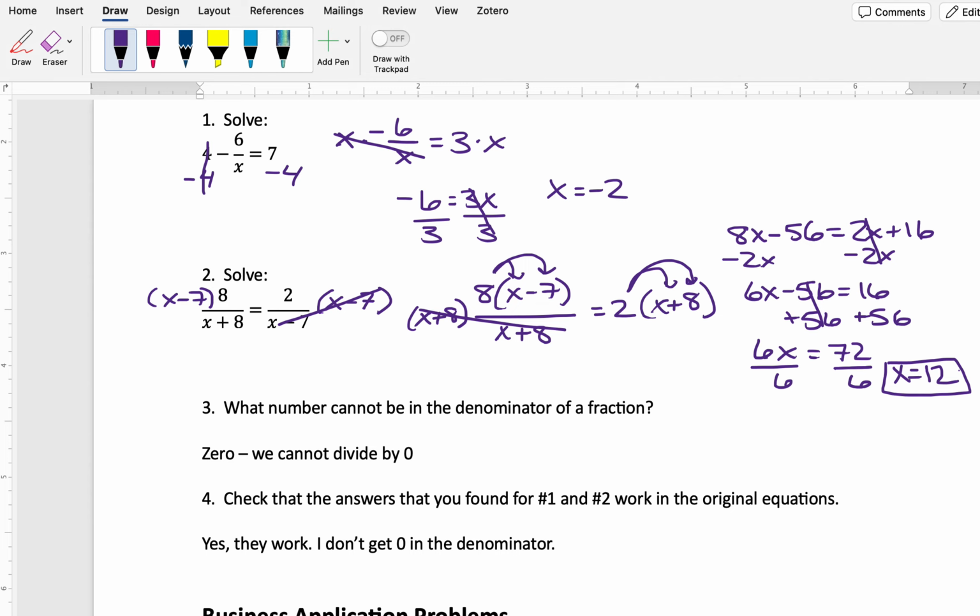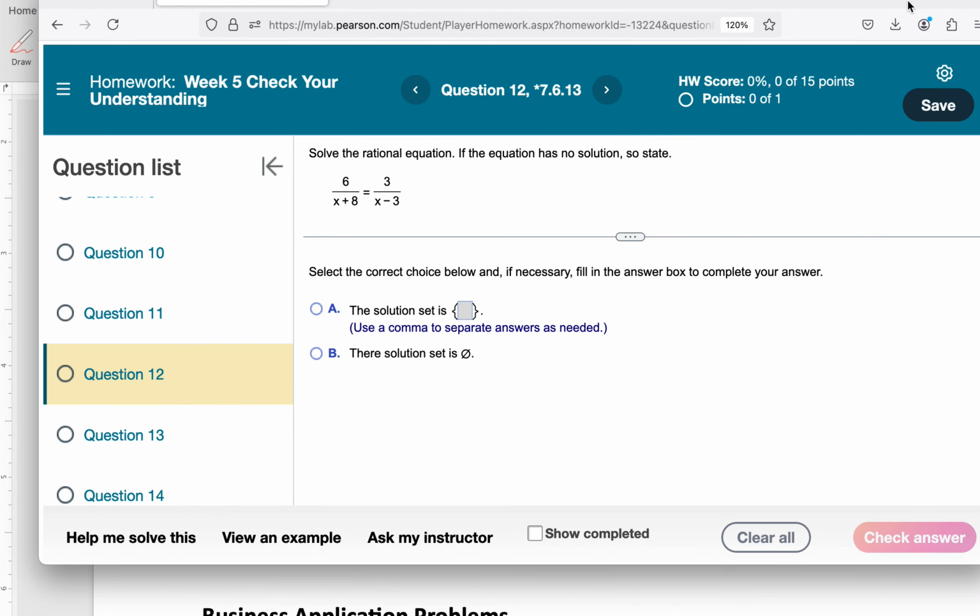So this is what it's going to look like when you're doing a homework problem. Here I have a homework question similar to the one that we just solved. What I'm going to do is go through that same process, solve the problem, get my value for x, and then check to make sure that it works. If it works, I would put that number here for answer choice A. That's the solution. If, for example, I got x equals 3 for my answer, 3 would not work because when I plug it in, I would get 0 for the denominator on the right side. So then I would choose answer choice B, which should say that the solution set is the empty set, which means there's no solution.